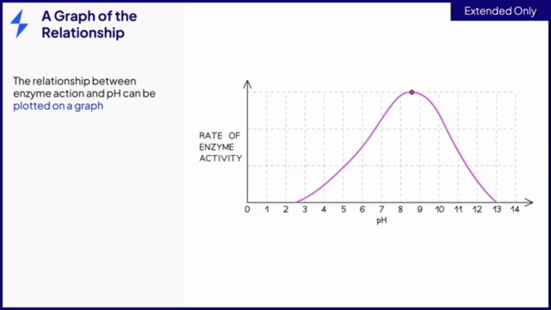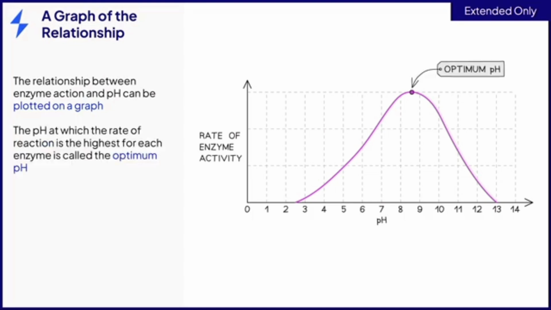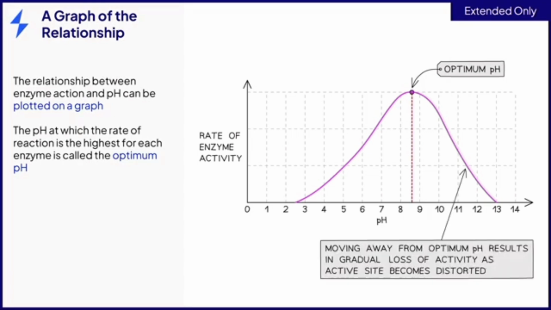This graph shows the relationship between the rate of enzyme action and pH for an enzyme found in the small intestine of humans. The peak of this graph in the middle is where the rate of reaction is fastest. This pH is called the optimum pH. In the small intestine, this is approximately pH 8. Above or below the optimum, the rate of enzyme activity decreases because the active sites of some of the enzymes are changing shape in the acidic and alkaline conditions.